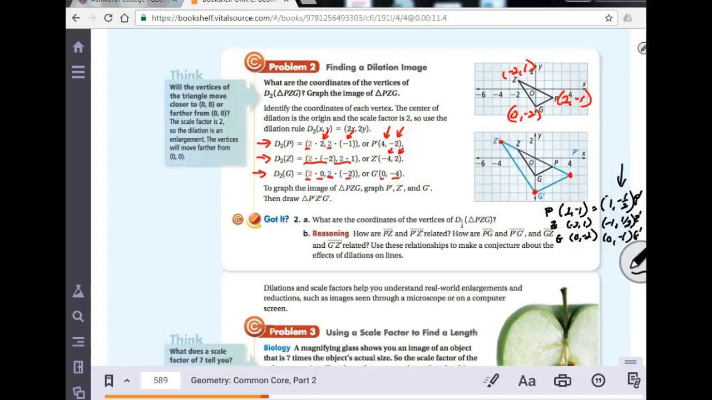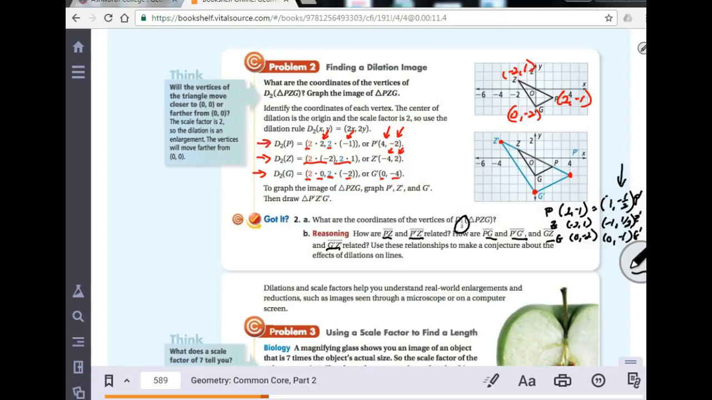Okay. Now, B says, how are PZ and P prime Z prime related? Well, if you were to regraph those on a graph and then measure them, what you're going to find is that P prime Z prime is going to be half of the original size. Whether it's PZ or PG or GZ, the new image, once it's graphed, is going to be half as big as the original. So that is the relationship.